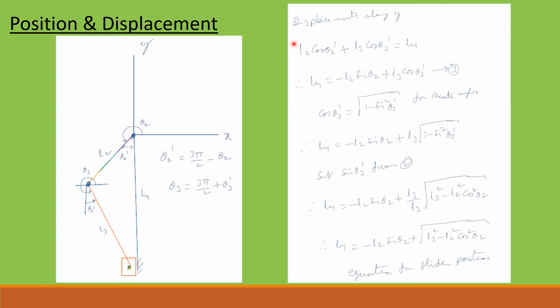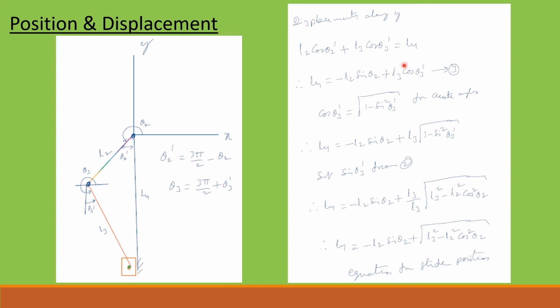Similarly, let us write displacements along y. So from this diagram, we know that L2 cos theta 2 prime plus L3 cos theta 3 prime equal to L4. So L4 equal to minus L2 sine theta 2 plus L3 cos theta 3 prime. Let us call that equation 3. Here we have substituted theta 2 prime. So cos theta 2 prime will become minus sine theta 2.